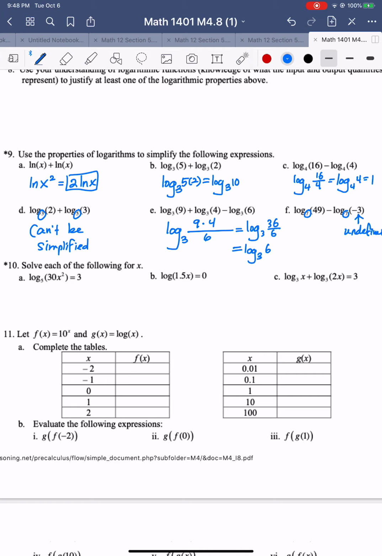This is because of the negative 3 inside the log, and this value is undefined. All right, so that'll be all.